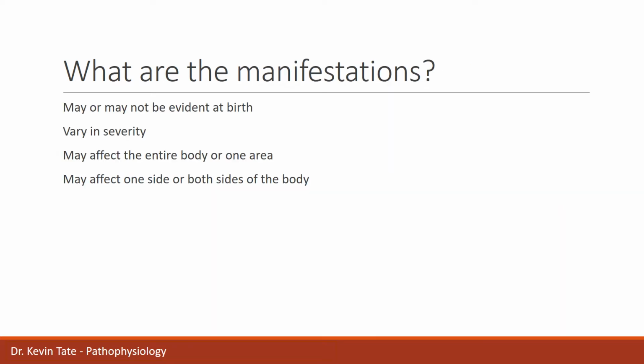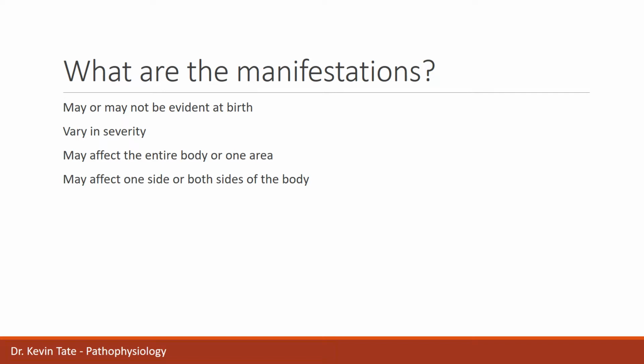So we see that the manifestations of cerebral palsy include the following, but they might not be present at birth, right? They might take some time to develop, and so it might not be too evident at birth that your child has cerebral palsy. They vary in severity, and much like many of the disorders that we've talked about, there is some variability in how they present themselves, and that is no different here.